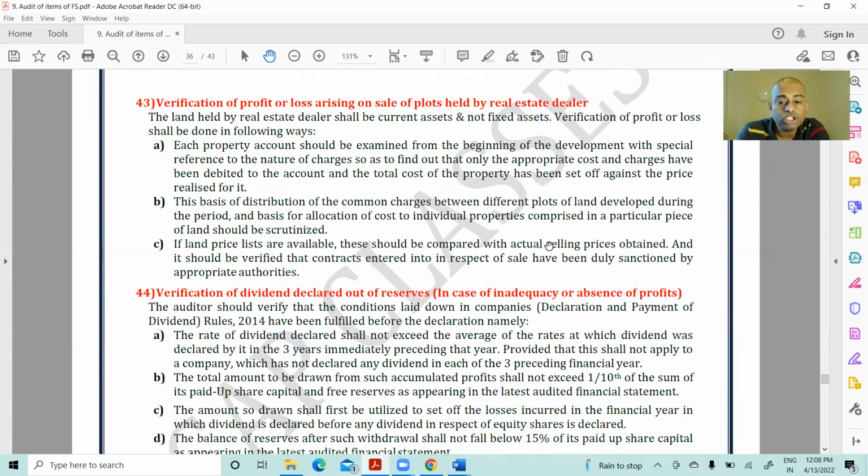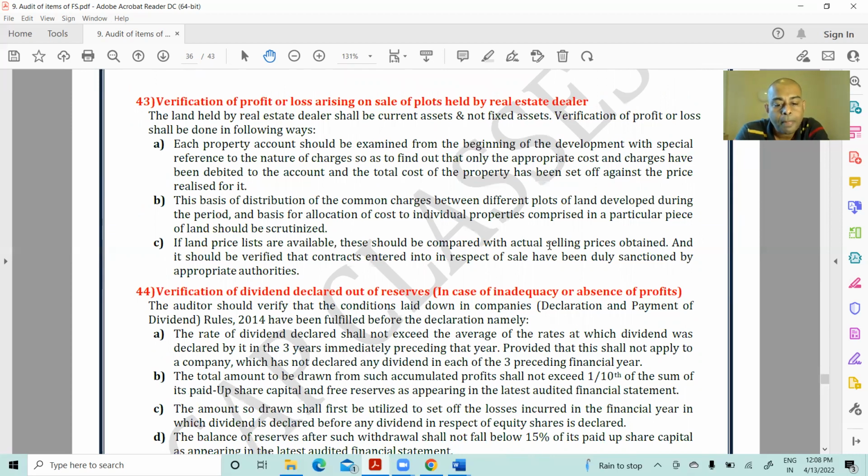So Dharini, can you read question number 43 fast? Yes, sir. Verification of profit or loss arising on sale of plot held by real estate dealer. The land held by the real estate dealer shall be current asset and not fixed asset. Obviously, because that is stock in trade for him, no? So it is a current asset. Verification of profit and loss shall be done in the following ways.